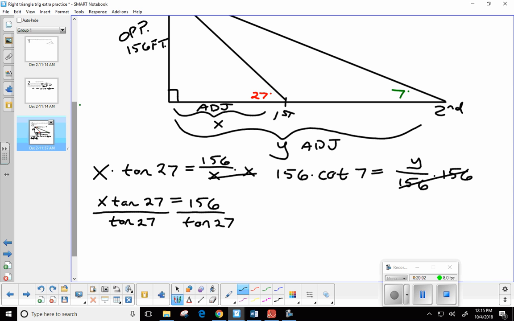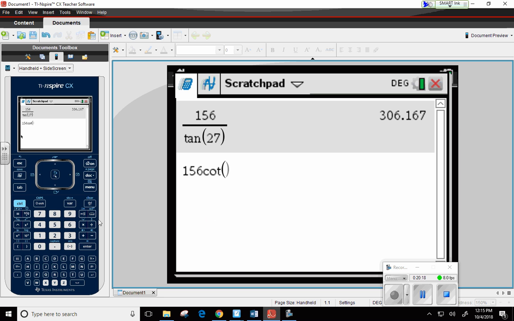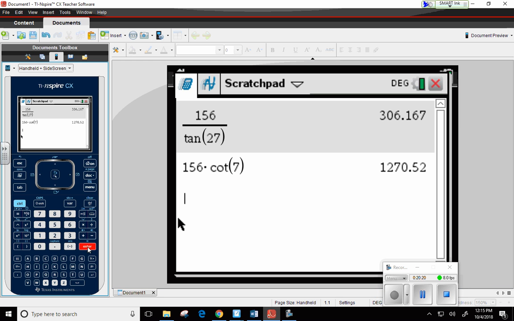Does that make sense? So let's see how far the second ship is from the base of the lighthouse. 156 cotangent of 7. So it's much farther out. It's about 1,271 feet if we were going to round it.